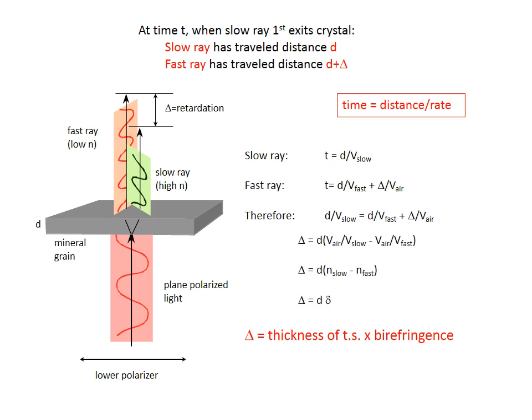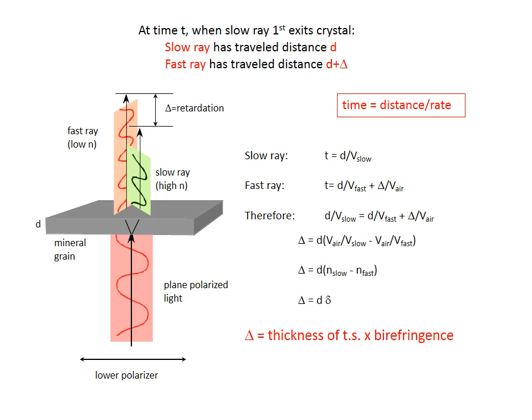And we know that time is distance over velocity, so we can set the time for the slow ray equal to the time for the fast ray. And the distance of retardation, which here is written as capital delta, is equal to d, the mineral thickness, times a series of velocity ratios. And if we assume that the velocity of light in air is very close to the velocity in a vacuum, which is basically true, it reduces to the two refractive indices, n slow minus n fast, and recall that the refractive index is equal to the velocity of light in a vacuum over velocity of light in a crystal.